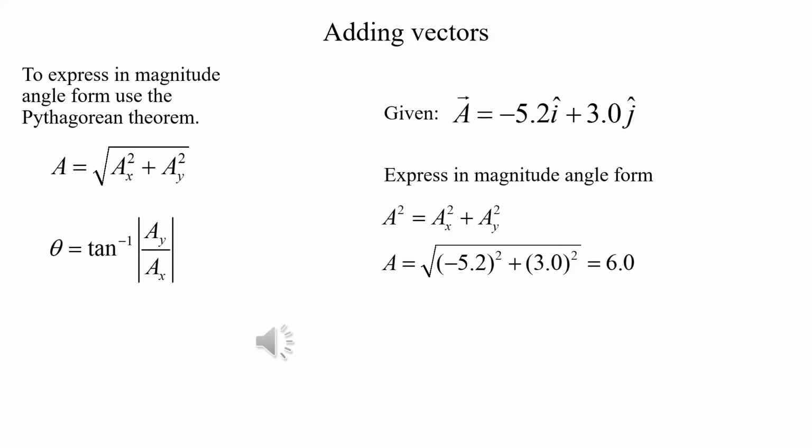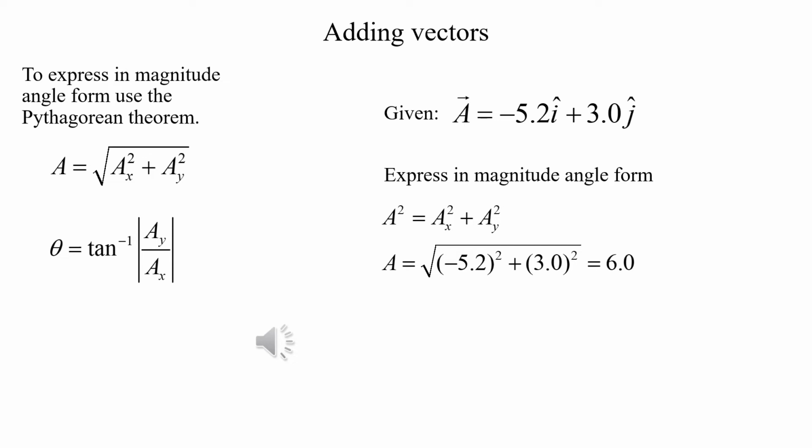Okay, so here is an example. We have vector A. Notice the arrow on the top of the letter A, indicating it's a vector. And the components: vector A is given as minus 5.2 i hat plus 3.0 j hat.